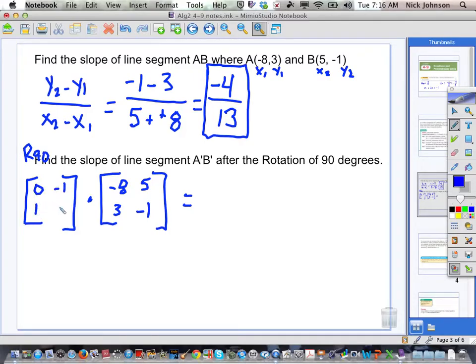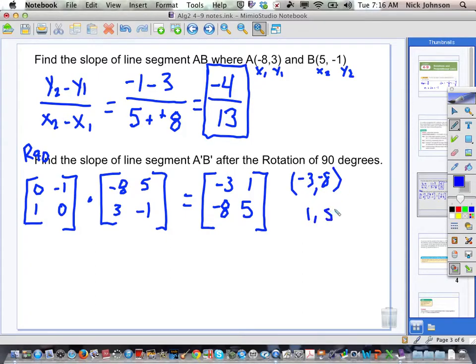So what this means is the x's and y's flip, and you put a negative on your y's. So this becomes negative 3, positive 1. And my x's stay the same, negative 8 and 5. They want us to find the slope of these two points now, which are (-3, -8) and (1, 5). This is my A prime, B prime.